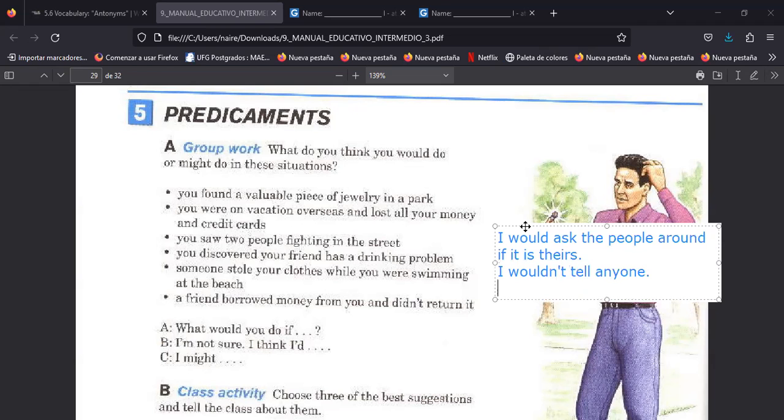I don't know, I will put it in my pocket. Okay. I would ask for somebody. I look around, maybe somebody misses it. Is the owner. Yeah. Yes. Okay. Let's see. Next question.